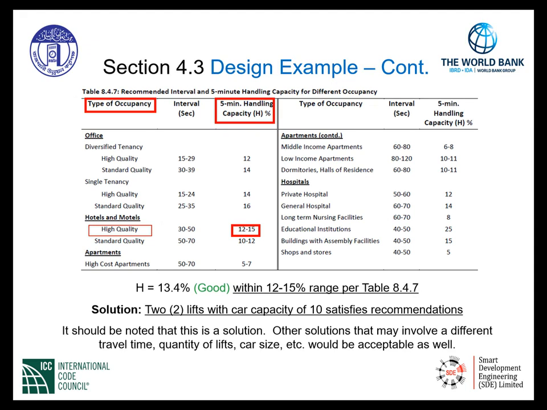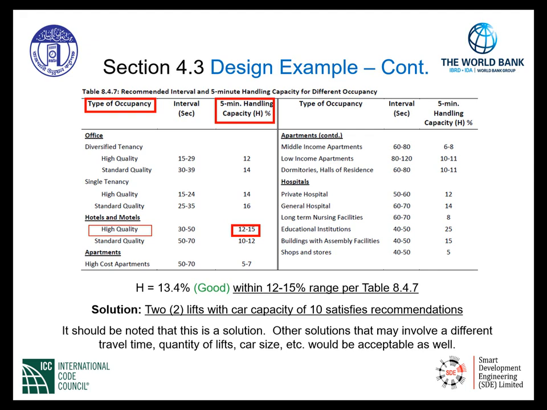Referencing Table 8.4.7, the type of occupancy column, we follow to the hotels of high quality, and we move to the third column, which gives us the 5-minute handling capacity in percentage. The range for a high-quality hotel is given to us between 12 and 15%. Our calculation resulted in 13.4%, which falls within the 12 to 15% range according to Table 8.4.7. Therefore, our solution of 2 lifts with a car capacity of 10 would satisfy the recommendations in the code.